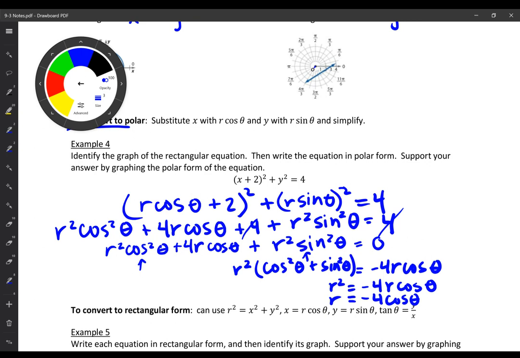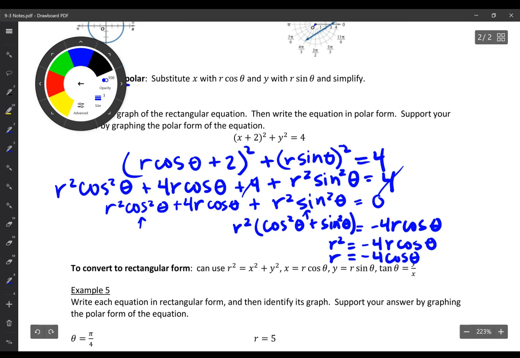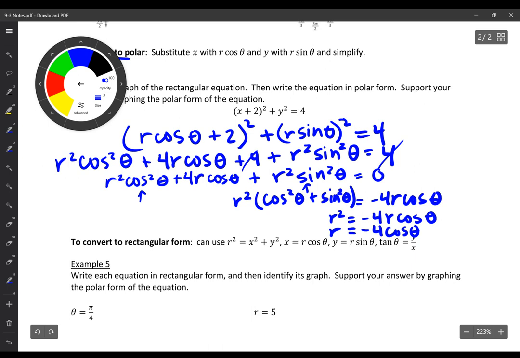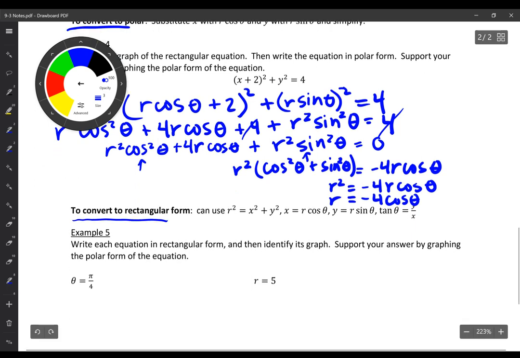I know it says to graph it. You don't have to graph it. I'm not worried about you graphing the polar form. We knew it was a circle. It could still be a circle. If you want to use some kind of graphing program to do it, you can. To convert to rectangular form, this is where there's a lot of different substitutions that can happen. And so we're going to look at a few different things that we could do.